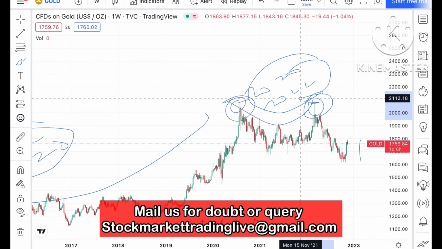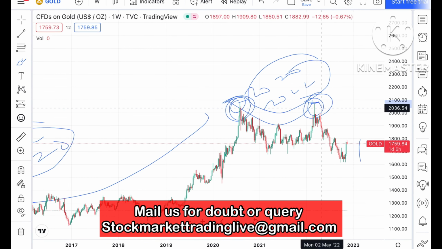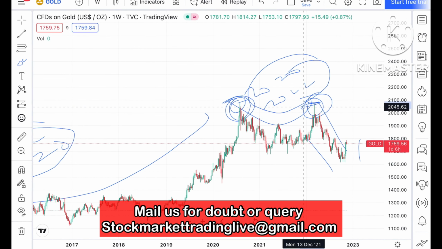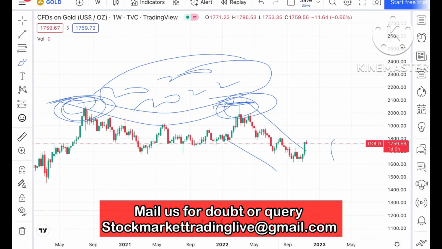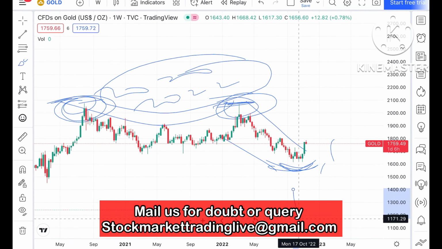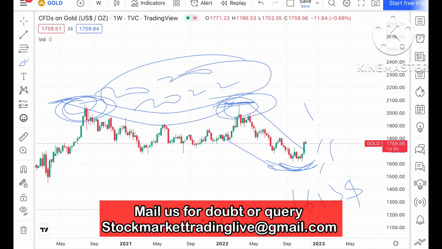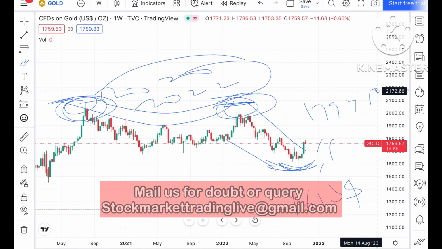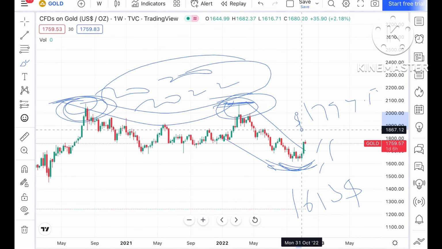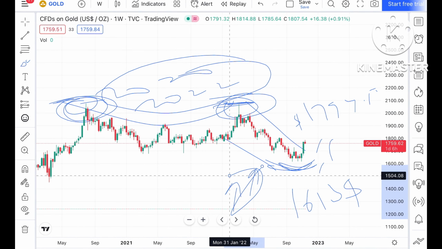After that, these are the resistance from where we have seen it came down after touching this particular zone. Okay, and now what we've seen, a swing has formed at a level of $1713, and it has already made a high of around $1794.52, and if that level sustains, a probability of moving further upside will be there.